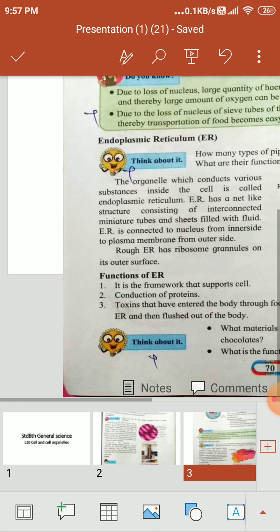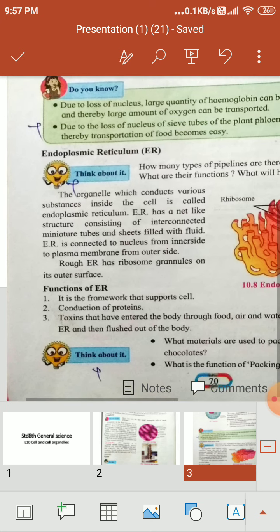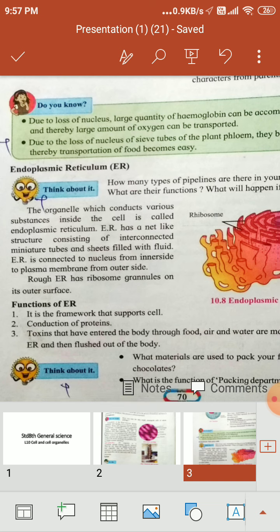Function: it is a framework that supports the cell. Then conduction of proteins. Toxins that have entered the body through food, air and water are made water soluble by the endoplasmic reticulum and then flushed out of the body. This is the main function of our endoplasmic reticulum.